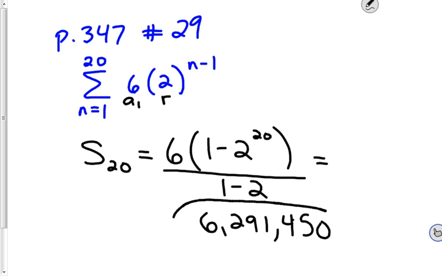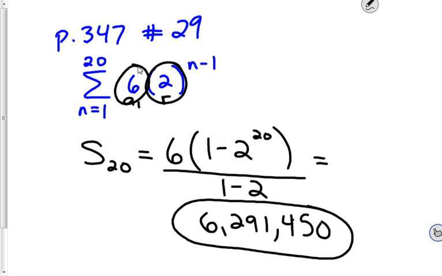6,291,450. Big number, but that makes sense to us if we apply some math logic here. We're starting with the number 6, we're multiplying it by 2 every time, and we're finding the sum of the first 20 terms. So we would imagine that this number would be a big number.